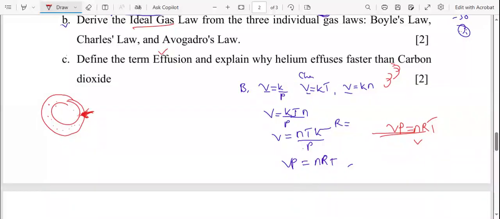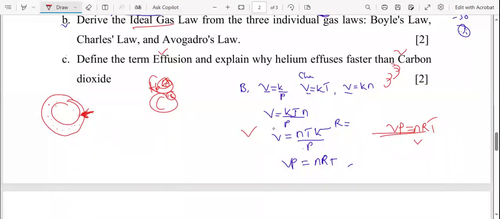Then explain why helium effuses faster than carbon. Helium has a molar mass of 4, which is smaller than carbon, which should be 12. So this means that helium will effuse fast. Why? Because it has a low molar mass. Carbon is big, this one is smaller. You can compare it like that. That's the reason you need to give there. Very simple, right? I hope I've made myself clear.